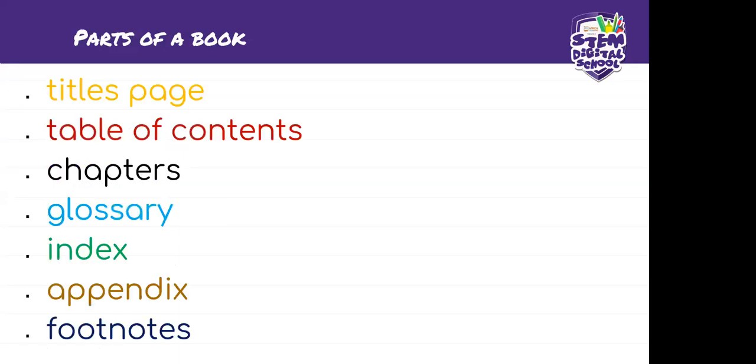Okay, next we're going to parts of a book. Remember, here I'm still asking you so that I can see where you are before I start to explain all these features, where to find them in a book, and what we use them for. So in a book, we have the title page, the table of contents, chapters, a glossary, the index, the appendix, as well as the footnotes. All right, okay, so let's get started.